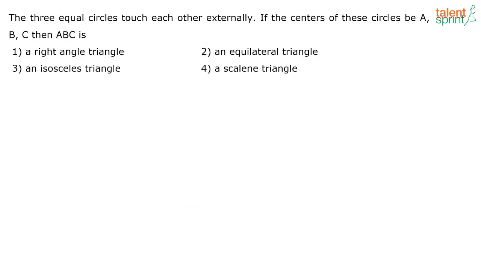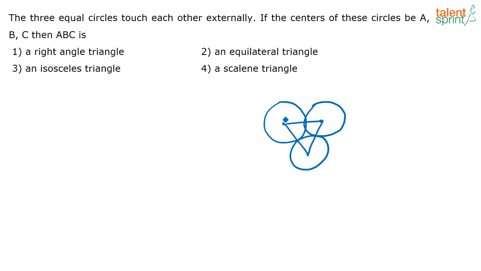Next one. The 3 equal circles touch each other externally. If the centers of these circles be A, B, C, then triangle ABC is dash. Equilateral. Again, a very easy question. So you have 3 circles which touch externally, means how are the 3 circles drawn? They are drawn like this. Yes, and their centers are joined.